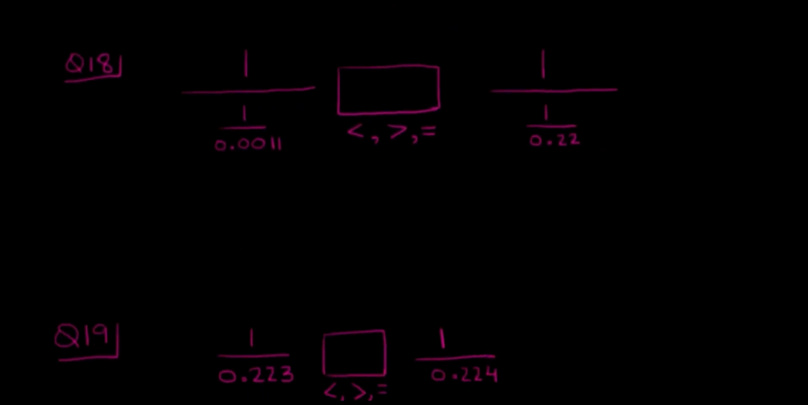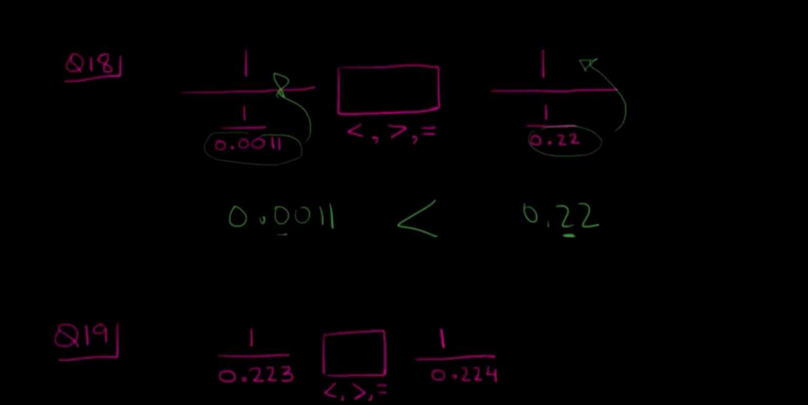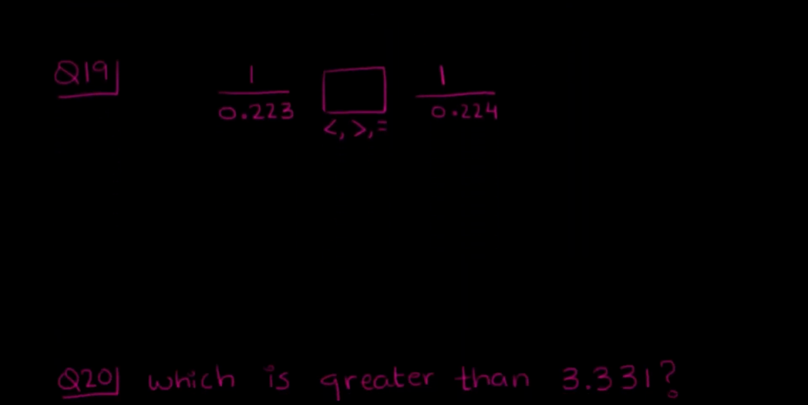Which is greater? Denominator of the denominator goes into the numerator. That means I have 0.0011 and 0.22. Which is greater? Definitely this one here, because the tenth place is 2 and this is a 0, so that's greater. Next, question number 19.